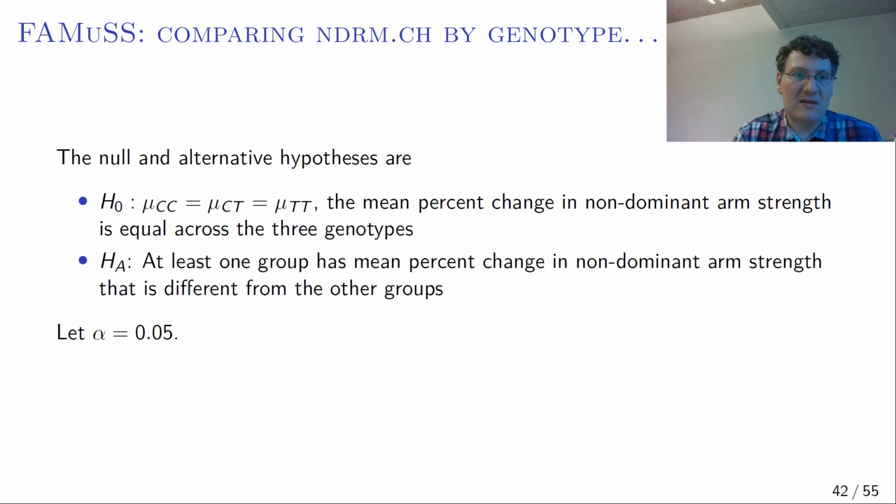So in this particular case, we would say, okay, the null hypothesis is that the 3 group means are all equal to each other. The mean for the CC genotype, the CT genotype, and the TT genotype are all equal. And the alternative is that at least one of them is not equal to the others. We don't know which one isn't. In the alternative, any one of them could be different from the others. The alternative hypothesis is agnostic about which mean is different. It just says at least one of them is different.